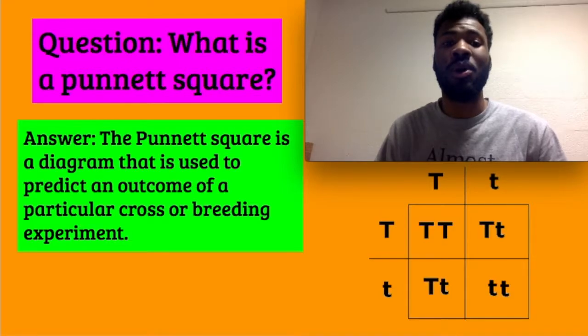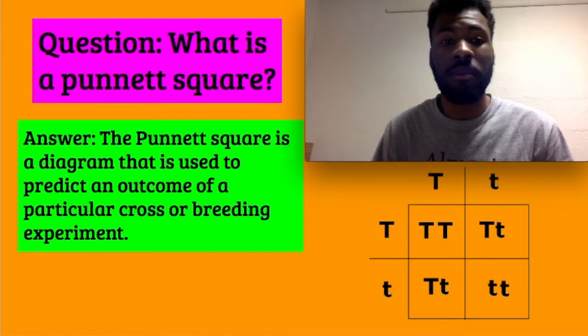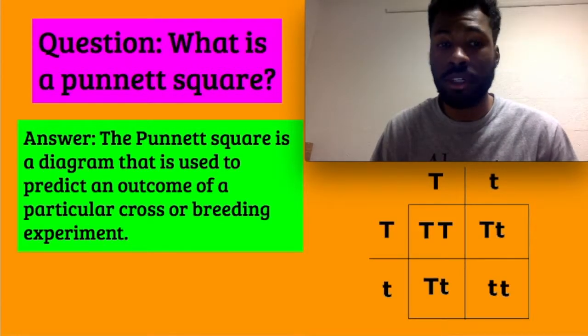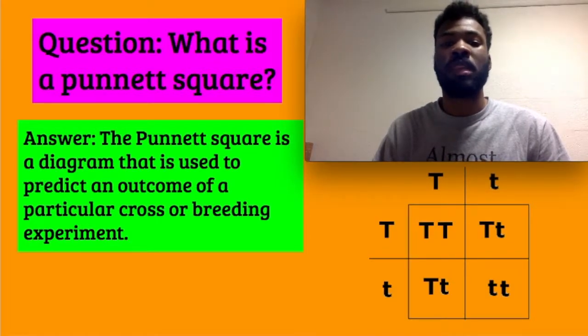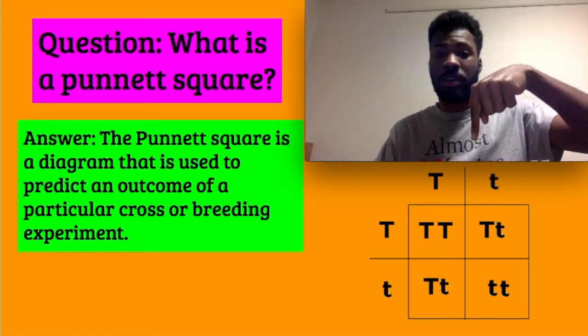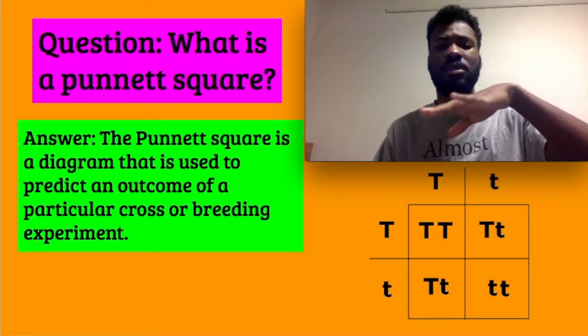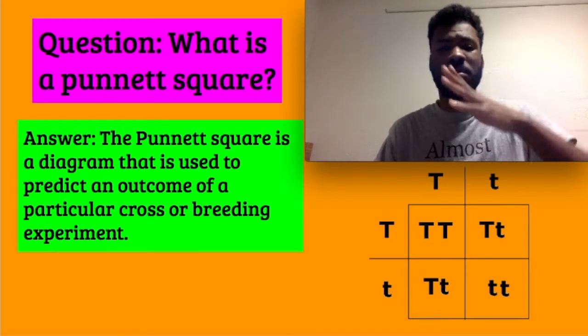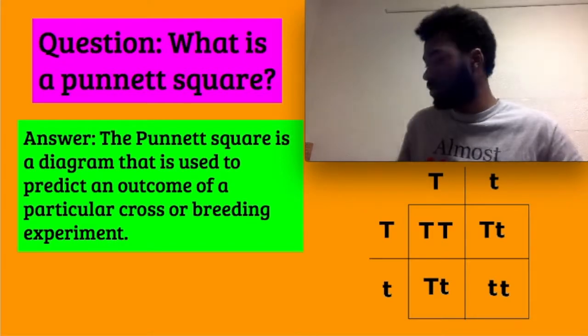So our question, what is a Punnett square? The Punnett square is a diagram that is used to predict an outcome of a particular cross or breeding experiment. An example of a Punnett square is right here, and we'll go over how to read these, how to put them together, and all of that. But this is what they look like. This is a Punnett square.